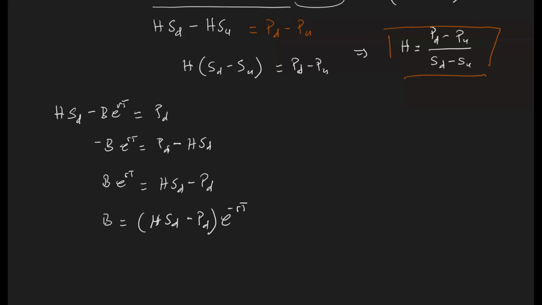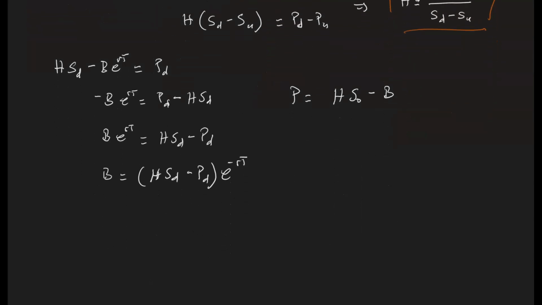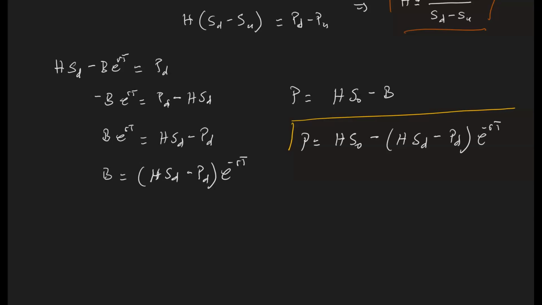So ultimately what we're going to have is our put option price, which is equal to H S0 minus B. That's what we have here. And so our put option price is going to be equal to H that we have, S0 that we have, minus H stock down minus put down, and then we're going to take the present value of that. And that would be our put option price.